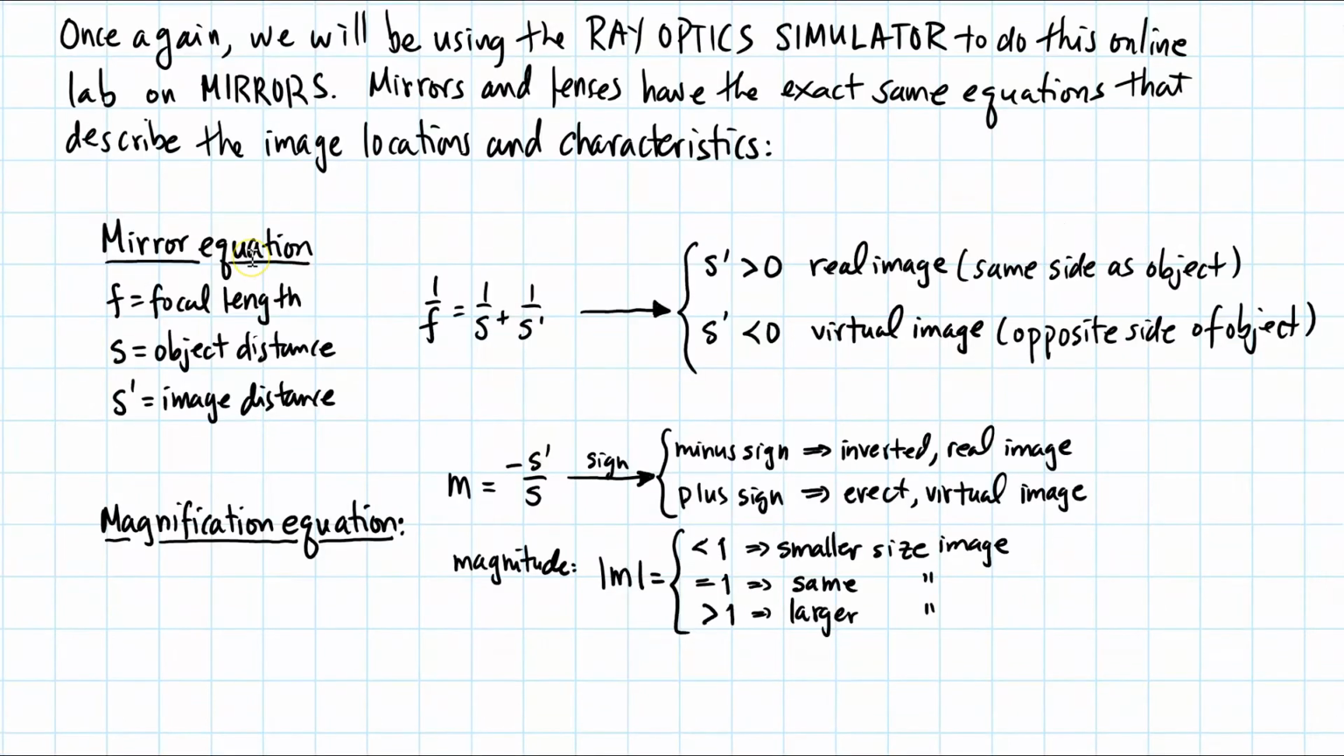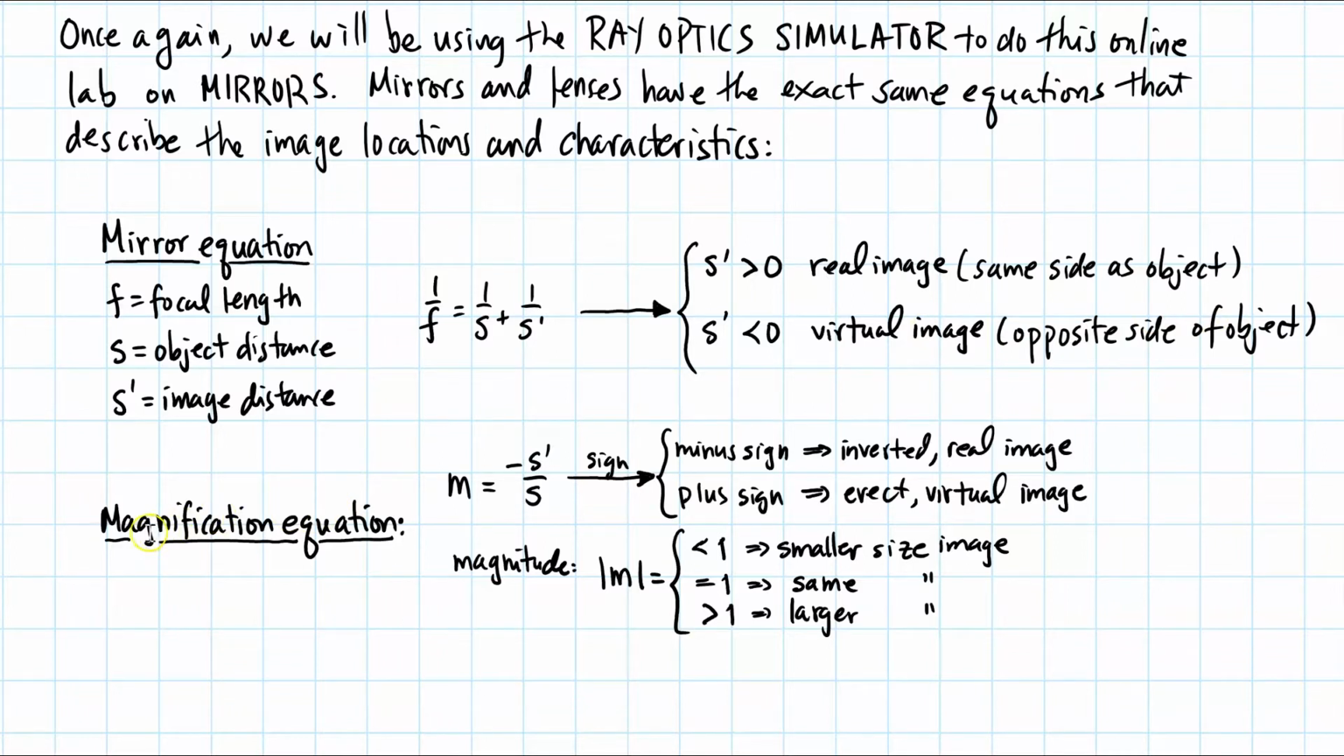The mirror equation is a relationship between the focal length f, the object distance s, and the image distance s prime. If you calculate the image location to be positive, then that's a real image, which means that the image must be on the same side as the object. On the other hand, if the image distance is negative, then that's a virtual image. That image is opposite to the object.